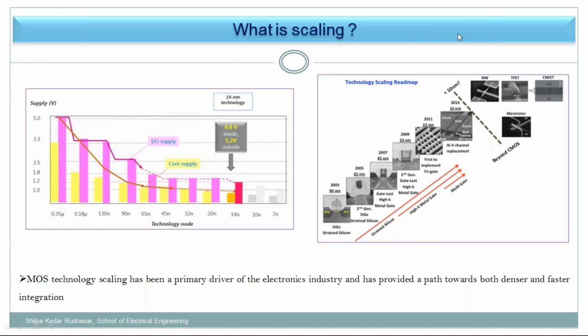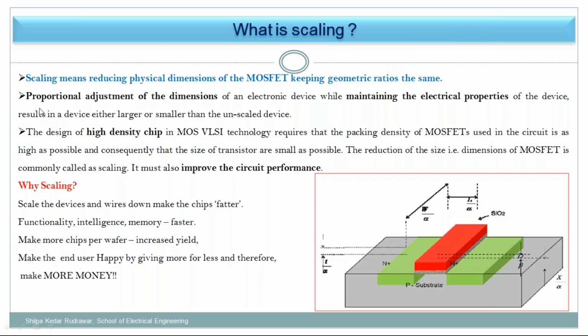Any doubt in this, what is meant by technology scaling? Let me know in the chat box. I have given so many examples and so many proper options. What is meant by technology scaling? That is proportional. It is the change in geometric ratio. That is what we are keeping all the geometric ratios same.